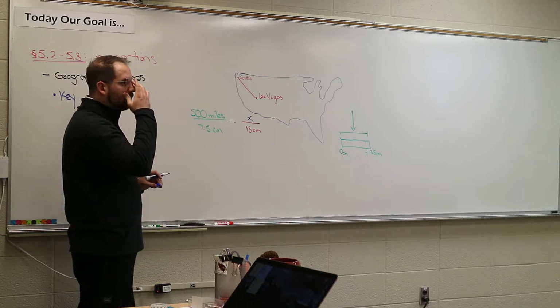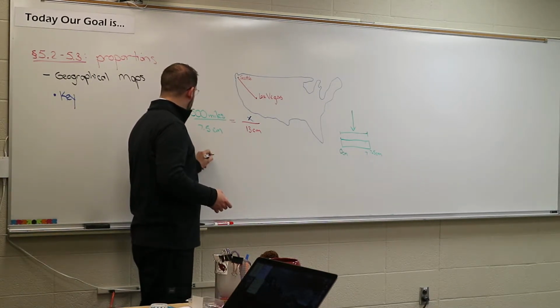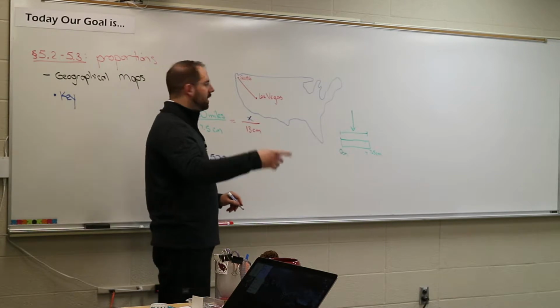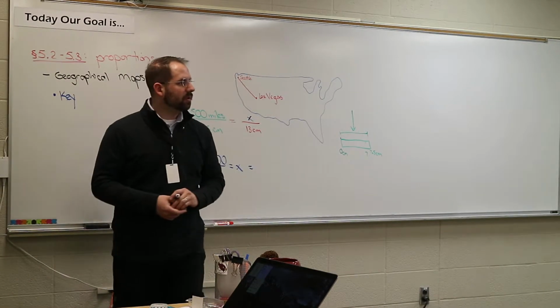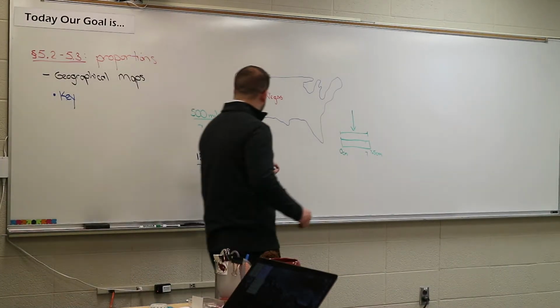You could do the 13 times 500 and divide by 7.5. Boom. 13 times 500 divided by 7.5, if you have a calculator. Now, what will be my label in this answer? What will the label be on my answer? What am I looking for? Miles. Yep, I'm looking for miles.